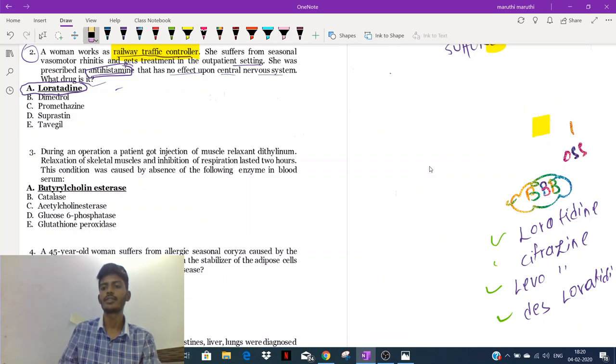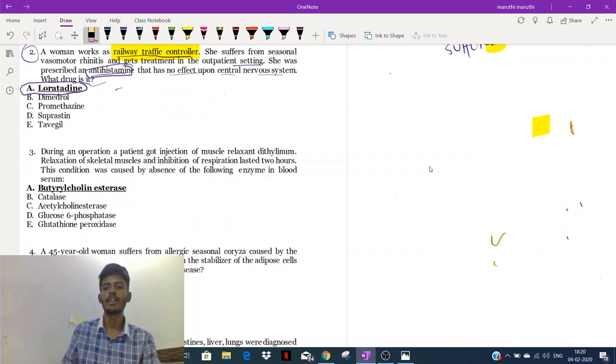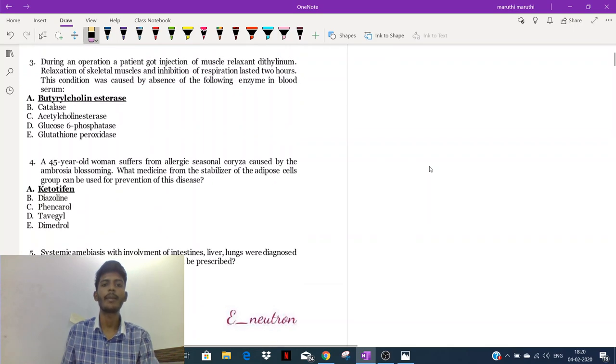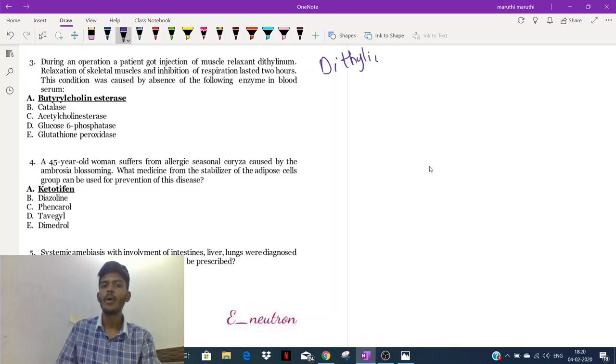Alright. So this is the story of our antihistamine loratadine. Clear? So we are done with this second question. Let's go to the next question. So the next question says that during an operation, a patient got an injection of the myorelaxant, that is dithylin. Right? So if he got an injection of dithylin, what will happen?